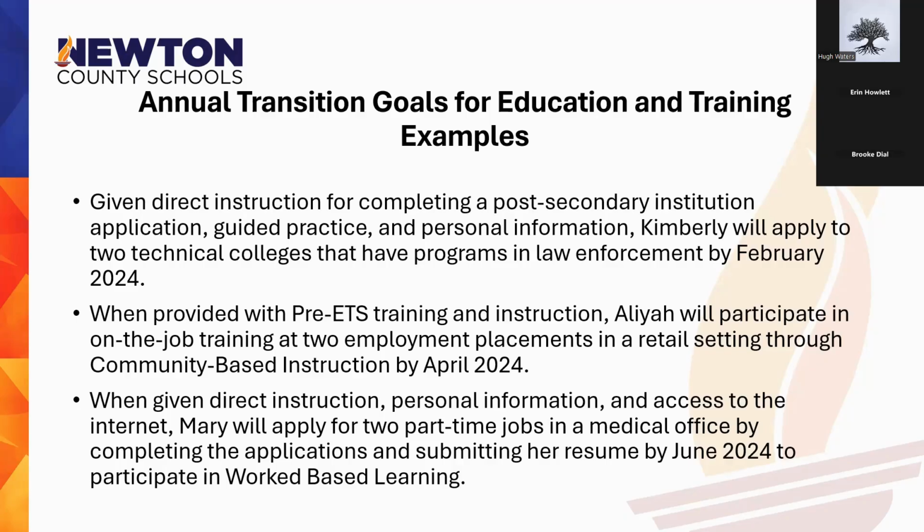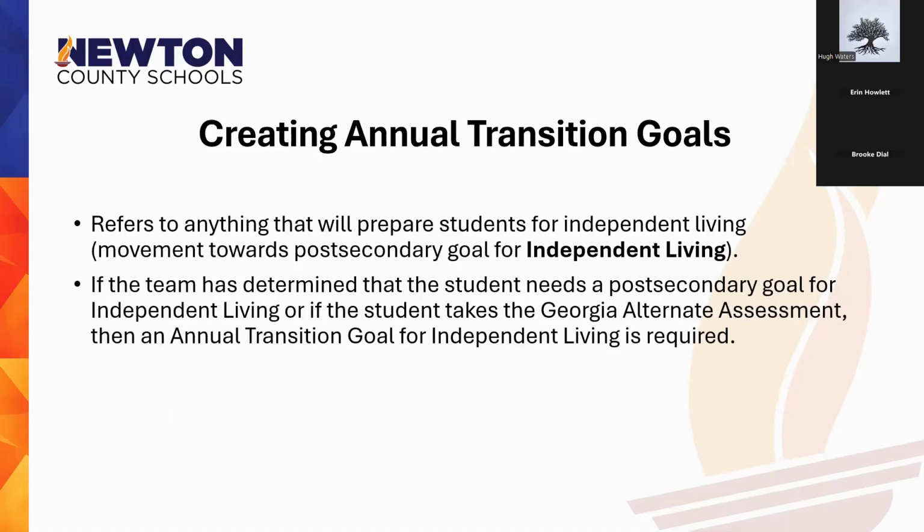When provided pre-ETS training and instruction, Aaliyah will participate in on-the-job training at 2 employment places in a retail setting. And when given direct instruction, personal information, and access to the internet, Mary will apply for 2 part-time jobs in a medical office. So if you look at these, these all have end dates. These are annual goals that must be completed within the year designated by the transition plan. That obviously means that every year these things will be changed and updated as the student reaches and completes these goals.